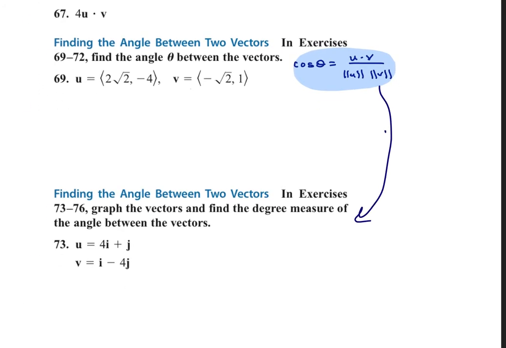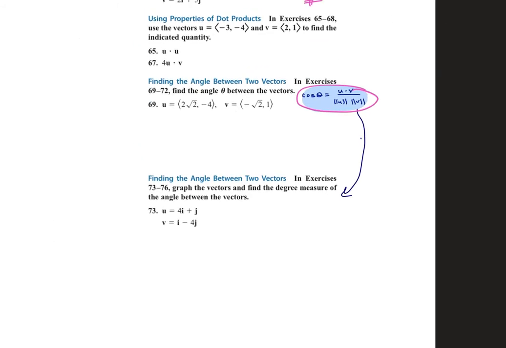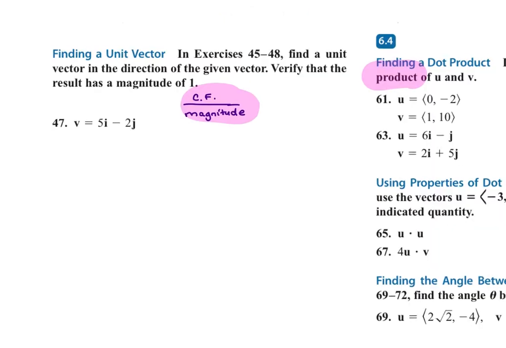Okay, angle between 2 vectors. This will be given to you. This is one that requires the calculator. So it's the dot product of the 2 vectors over the product of the magnitudes. And then we take the inverse cosine of that whole thing to get the angle in between. That would be both 69 and 70.